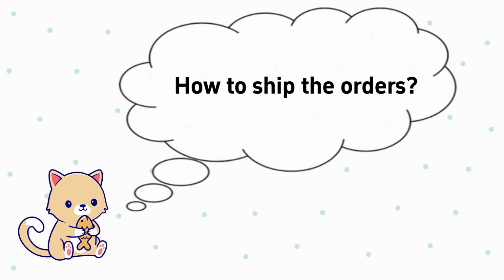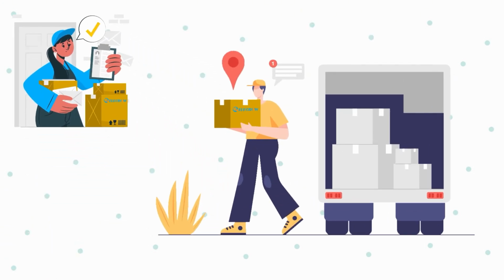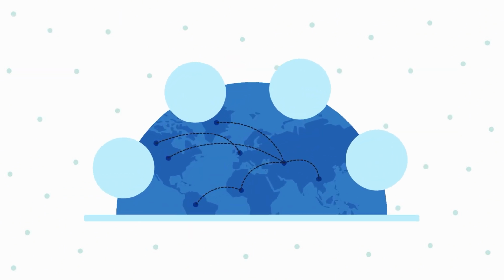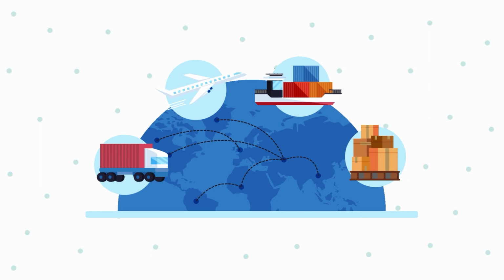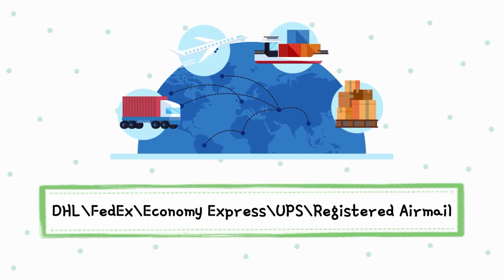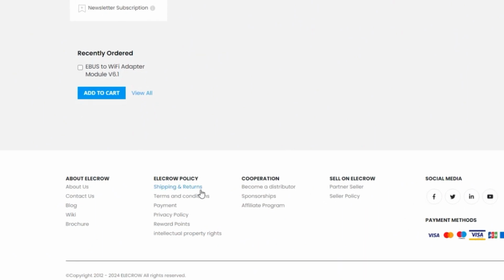How to ship the orders. Elecrow will fulfill the orders for you and send the parcels to your customers. Elecrow will send the parcels according to the shipping method chosen by the buyers. Different shipping methods have different freight and time. For more details, please refer to Elecrow's shipping and returns section.